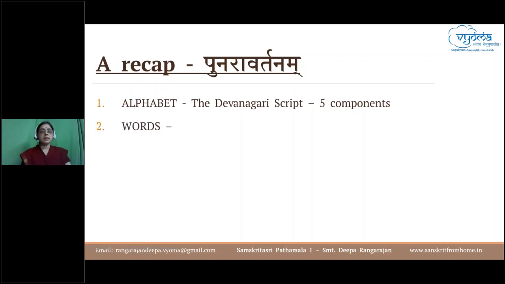Then we started seeing some simple words in Sanskritam. Especially we started seeing the nouns. The nouns are of 3 genders and 3 numbers. The genders are Pullingam, Strilingam and Napumsakalingam, and the numbers are Ekavachanam, Dvivachanam and Bahuvachanam. For now we are only seeing words in the singular number, that is Ekavachana words.